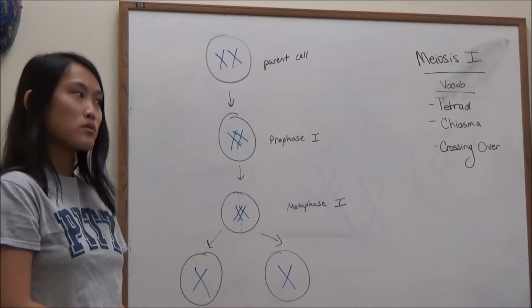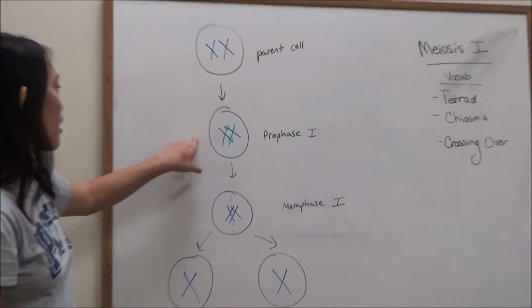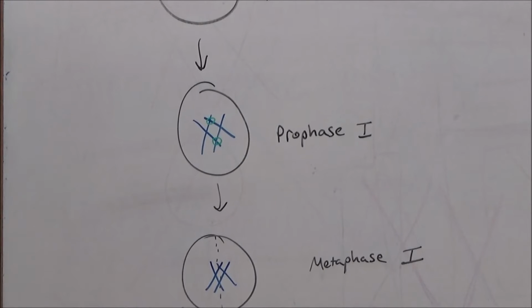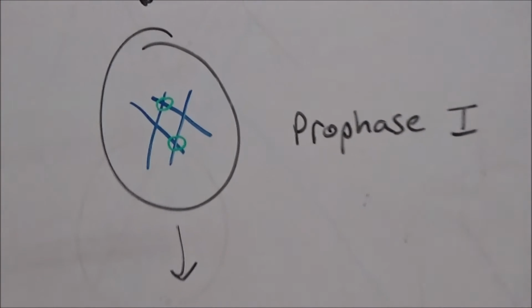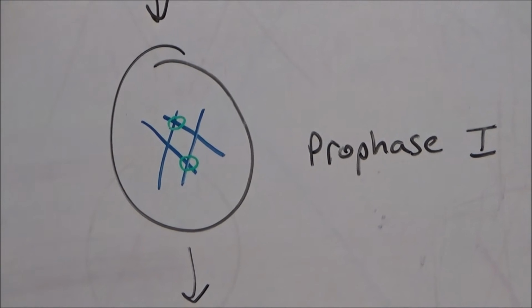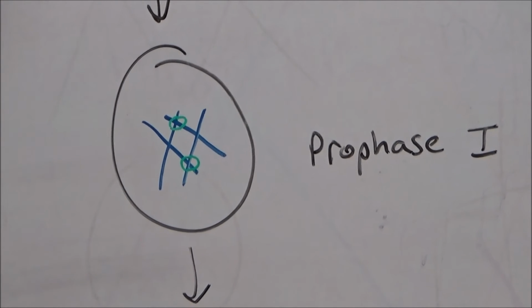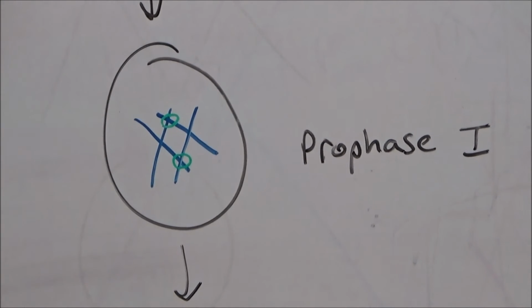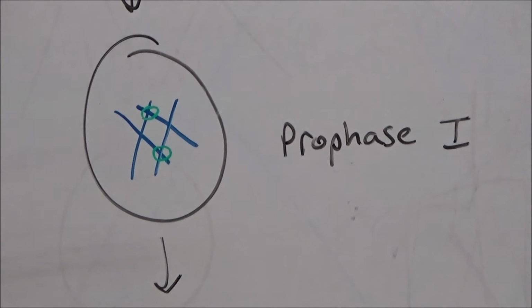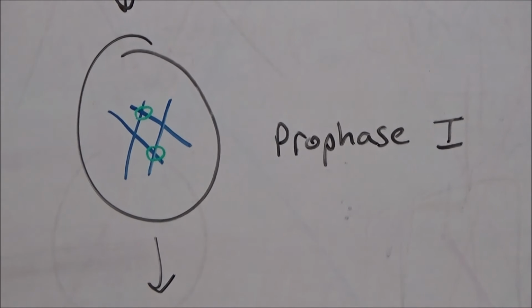And in prophase 1, they will come together and exchange genetic information at some points called the chiasma. And this process is known as crossing over, and at this point they will form a tetrad. And more specifically, these green circles are showing the chiasma, and this is the tetrad that's being formed.